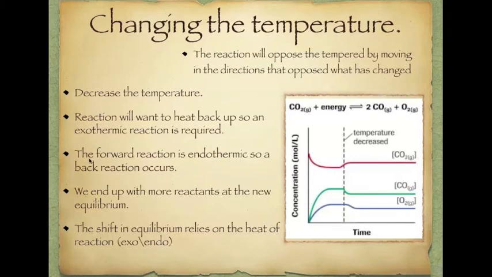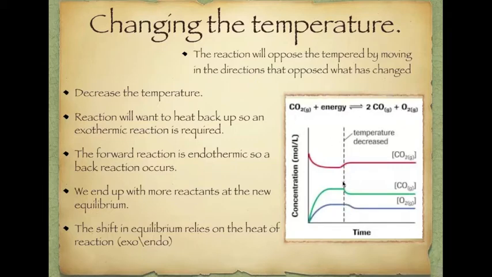So the forward reaction is endothermic, so a back reaction occurs because the system wants to oppose that decrease in temperature. We end up with more reactants at our new equilibrium. What we have here is a concentration versus time graph. We reach equilibrium. This dotted line is our temperature decrease. Gradually our reaction moves to the left and we get more of our product and less of our two reactants there. The amount of change again is mole ratio dependent.